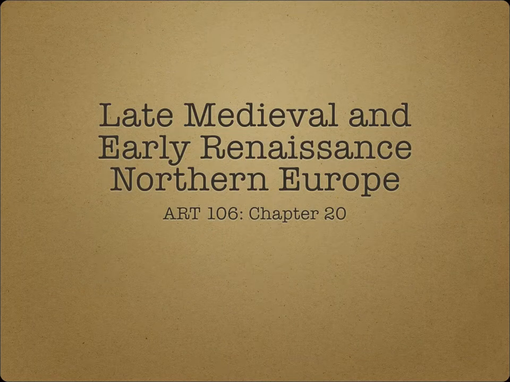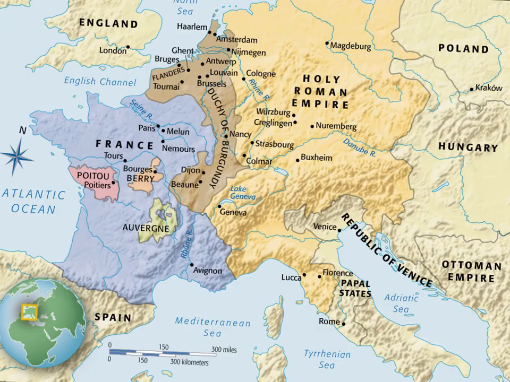Hello, in this lecture we will be looking at Chapter 20, Late Medieval and Early Renaissance in Northern Europe. To help keep yourself organized, for each chapter we're looking at, we are usually looking at a specific time period and a specific place. Last week in Chapter 14, remember we were looking at the Duecento and the Trecento in Italy.